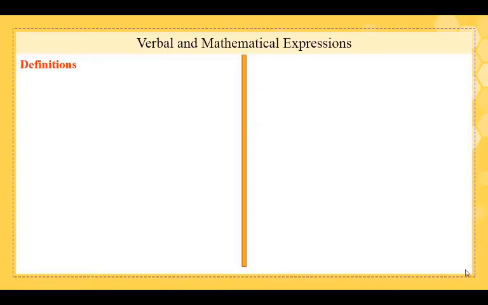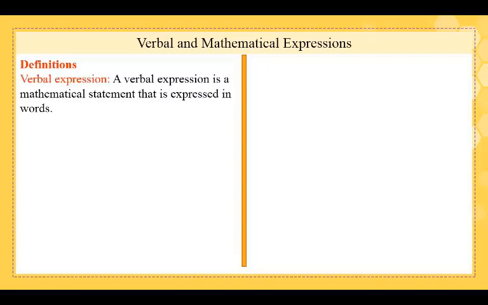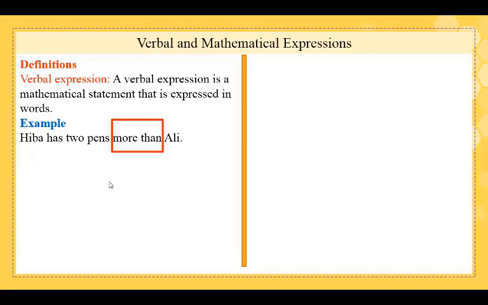In the first part of this video, we're going to differentiate between verbal and mathematical expressions. Let's start with verbal expressions. What do you mean by a verbal expression? A verbal expression is a mathematical statement that is expressed in words. For example, Heba has 2 pens more than Ali. In this verbal expression, we used words and not variables.